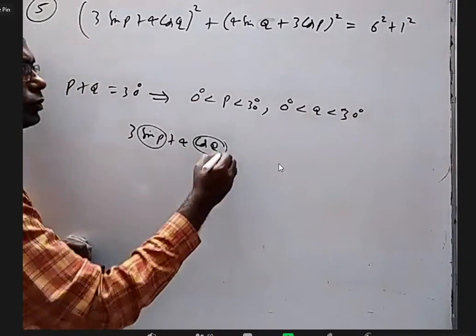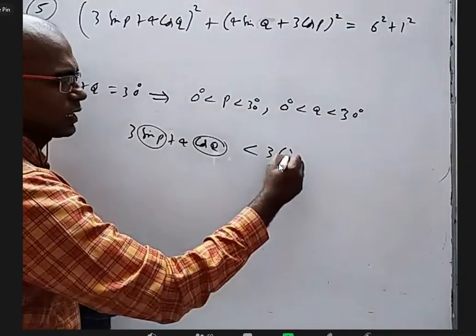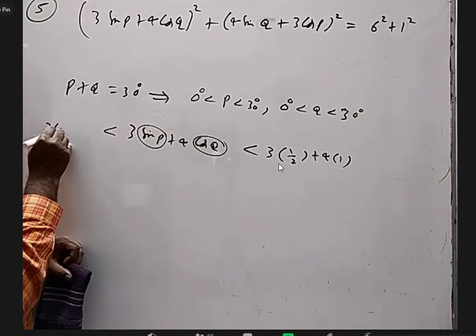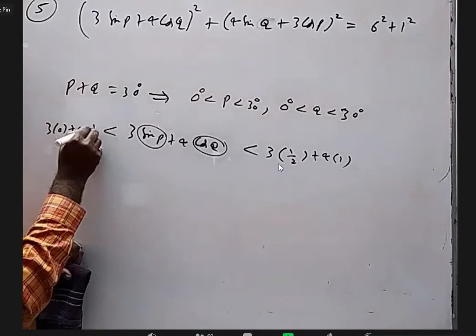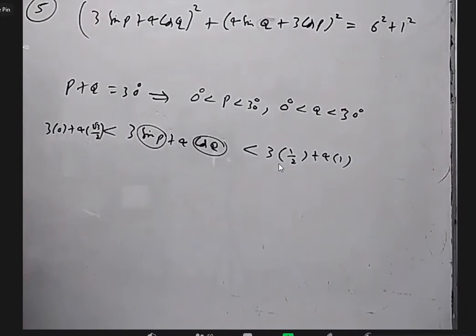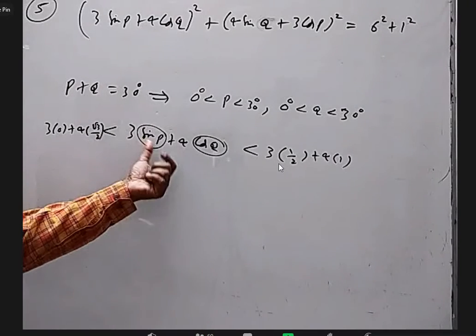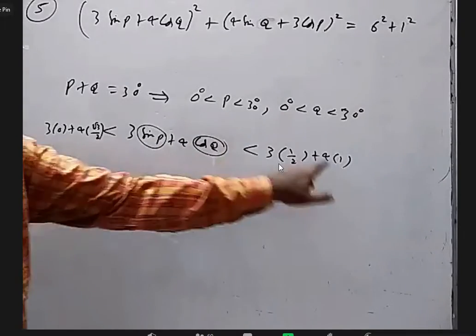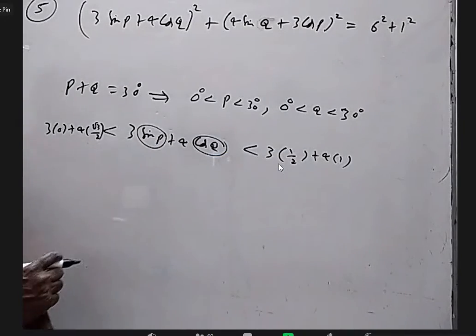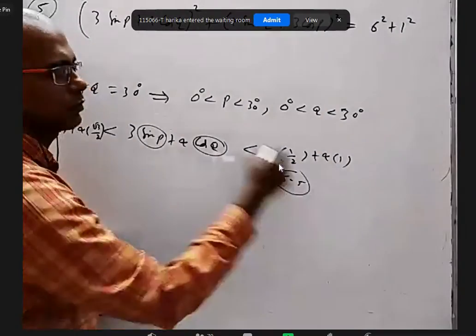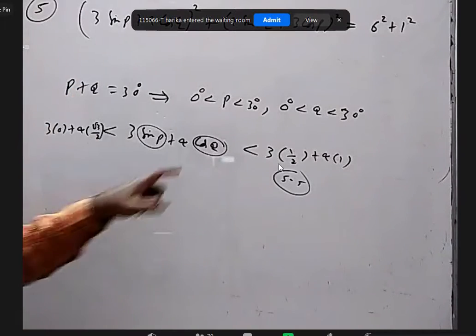So I can say it is less than 3 times 1 by 2 plus 4 times 1. I can also say more than 3 times 0 and 4 times root 3 by 2, because cos 30 is root 3 by 2. This minimum is 0, this minimum is root 3 by 2, this maximum is 1 by 2 in this interval, and this maximum is 1 because cos 0 degrees is 1. This is 4 plus 1.5, 5.5 only. But they gave it equal to 6. So we cannot take this, right?